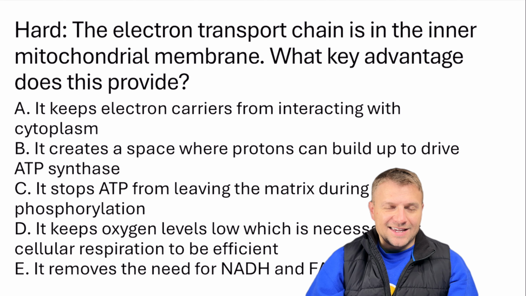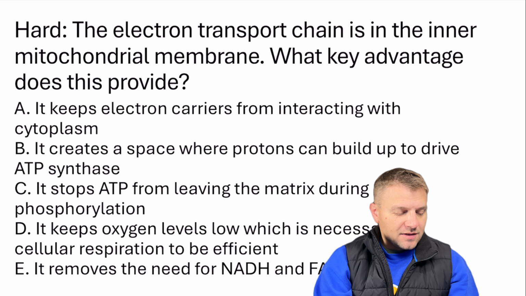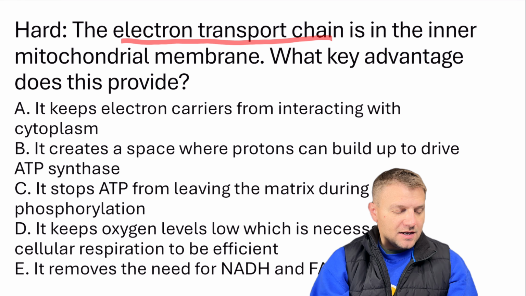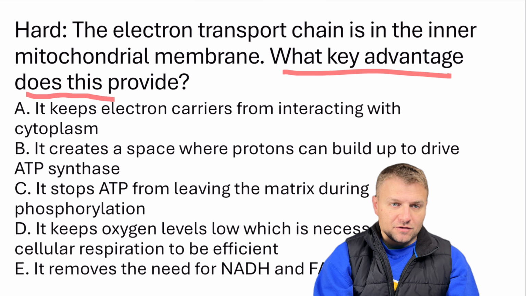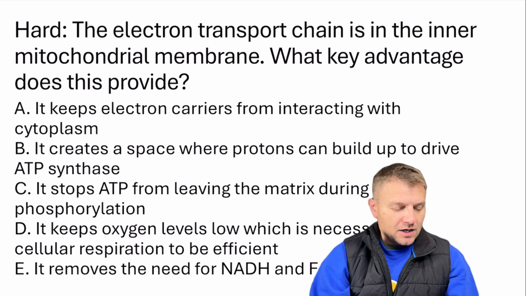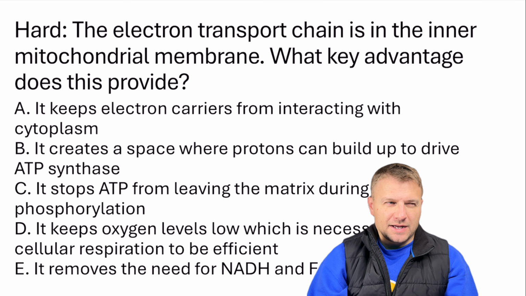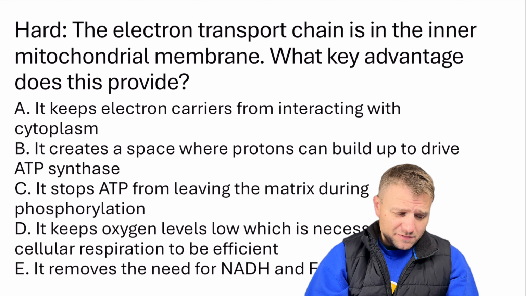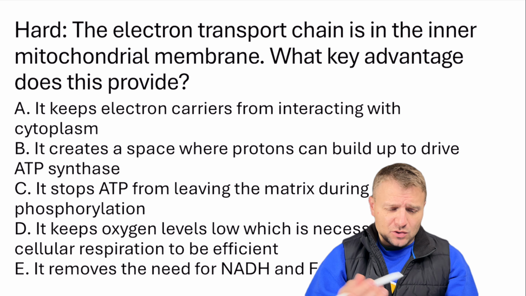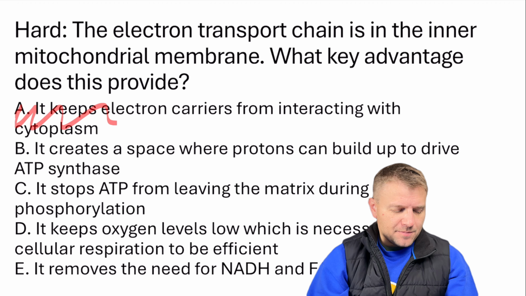And here's our hard one. Again, you can see there's just a lot of words. The electron transport chain is in the inner mitochondrial membrane. What key advantage does this provide? A, it keeps electron carriers from interacting with the cytoplasm. Well, I mean, it does do that, but it's not like a goal of the electron transport chain. It's not a goal of the inner membrane, so A is out.